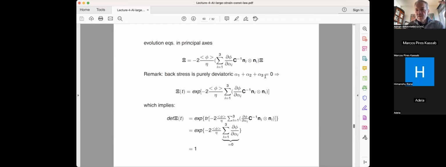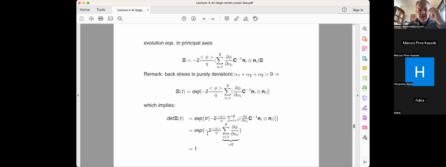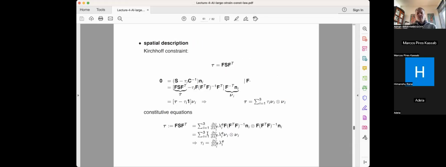And given that I have a back stress to be purely deviatoric, with alpha 1, alpha 2, and alpha 3 being the principal values of the back stress, the sum of the three equal to 0. Basically, I can show that I have plastic incompressibility preserved also in this case when I assume the kinematic hardening to be added on top of that. Now, this is all done in the material description, and we discussed to start with today the difference between material and the spatial description. So it turns out the spatial description is even better when you deal with plasticity.